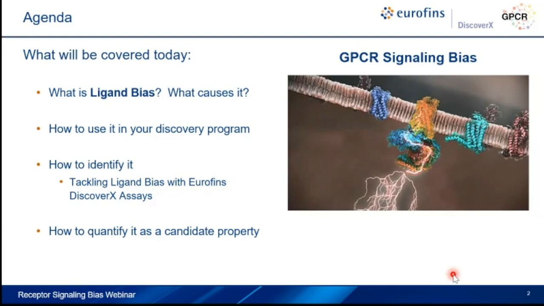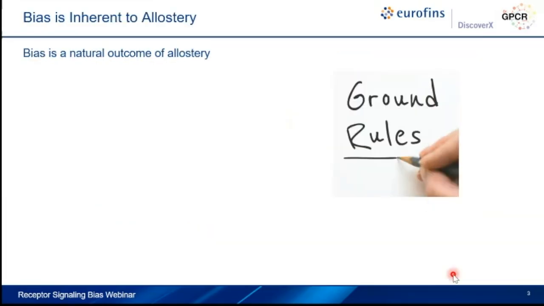And our co-hosts here, Eurofins DiscoverX, are a great source of assays, and so I'll talk about those a bit. And then finish with how to quantify it as a property of your scaffold. And this is really taken on mythic proportions with methods and equations and so forth, which we don't need. It's a very, very simple thing, and that's what I hope to convey. So let's start with some ground rules.